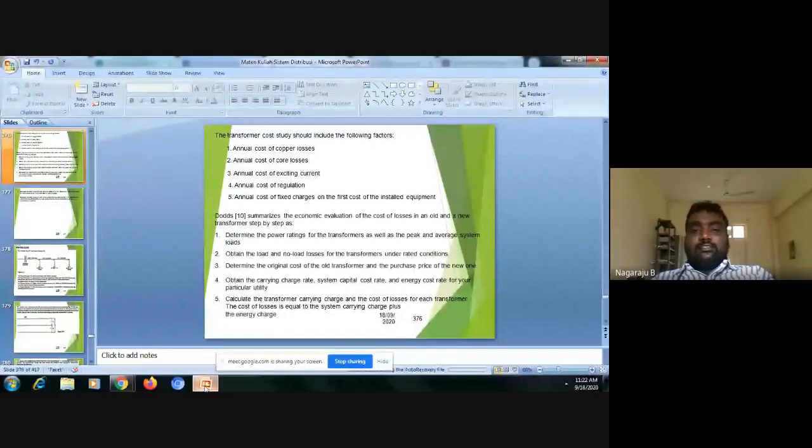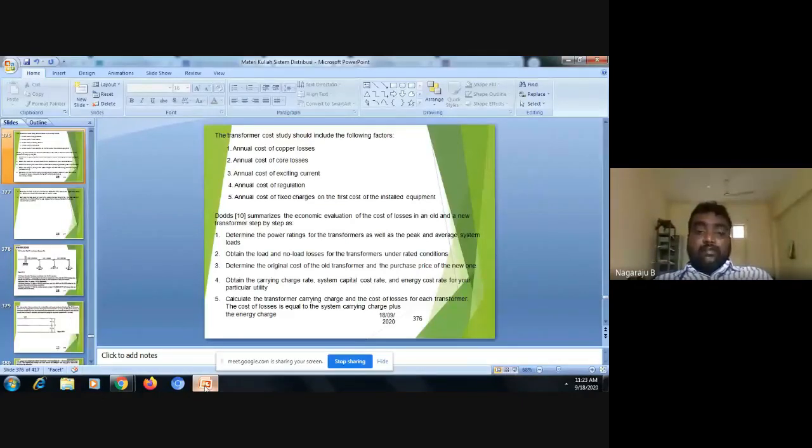So the annual cost of the copper losses, annual cost of the core losses, annual cost of the existing current, annual cost of the regulation, annual cost of the feeder charges, and the first cost of the installed equipment. Okay, these five, if you know them, the economical evaluation of the cost of losses in an old transformer or a new transformer can be determined.